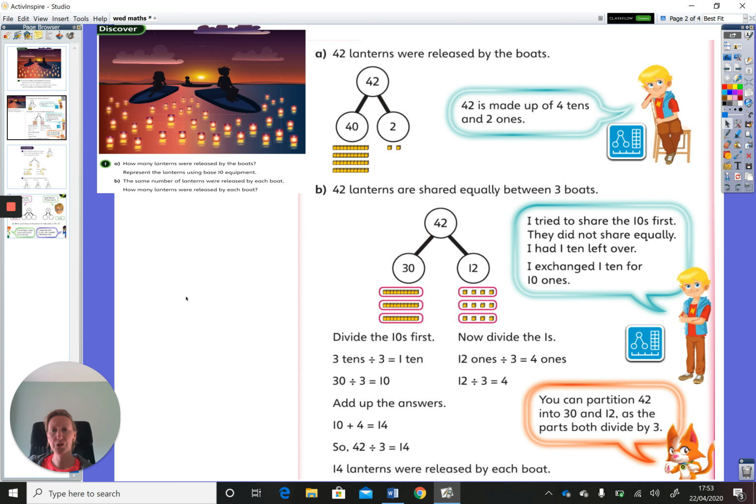Now I'm going to do one more question with you, and then again I'm going to point you in the direction of some questions in the Power Maths books where you can have a go.